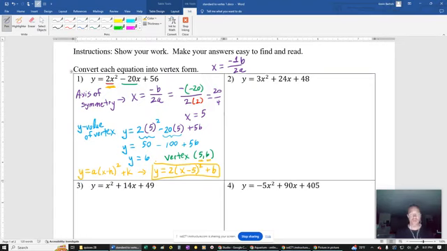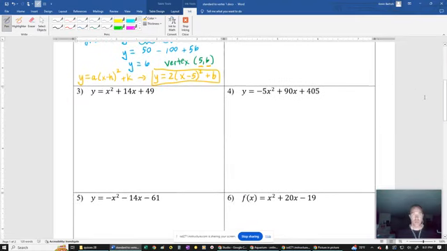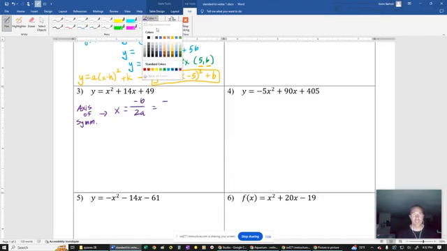So don't forget, you can check your answers, and maybe on the last one I'll do that. But I'm going to scroll down here and we'll do number 3. So same process, just different numbers here. We want to change this to vertex form. So I might start with the axis of symmetry. I'll abbreviate it there. x equals negative b over 2a. And so that's going to be negative. In this case, b is a positive 14.